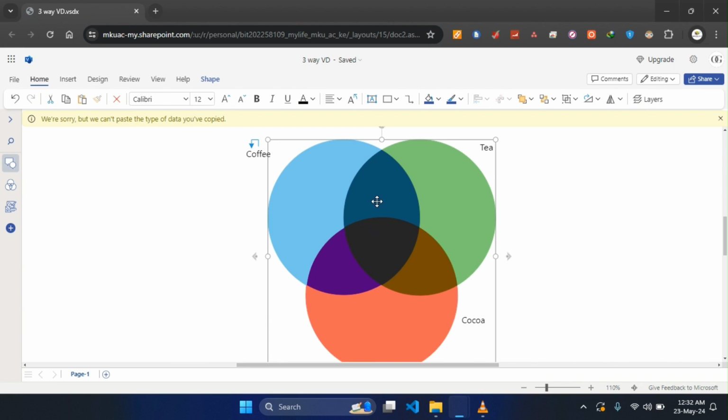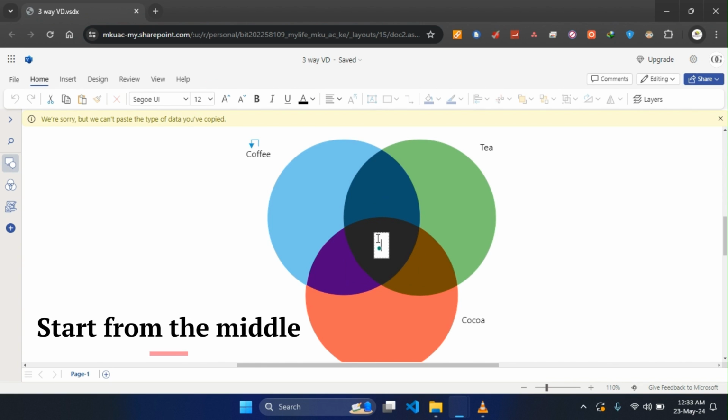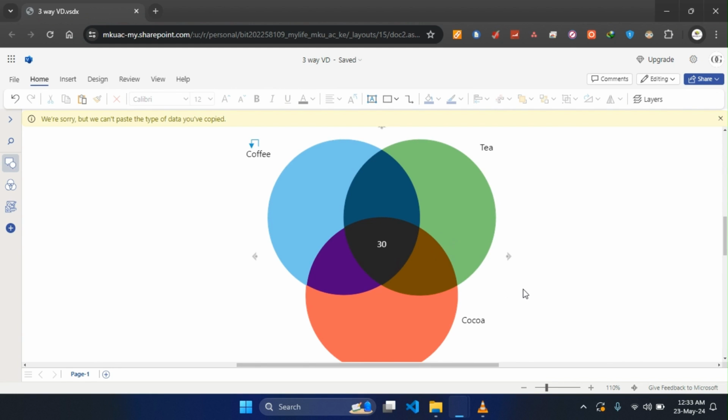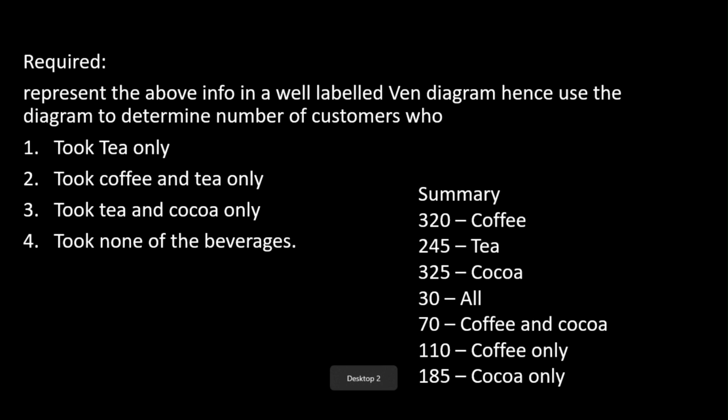So we know that 30 people took everything. 30 people took coffee, 30 people took tea, and inside the number 30 also took cocoa. All right, now that we have that sorted, the next question would be how do we determine those people who took tea only? So we have to go back to our summary and figure out cocoa. It's 70. I think that is now where we're going to attack next.